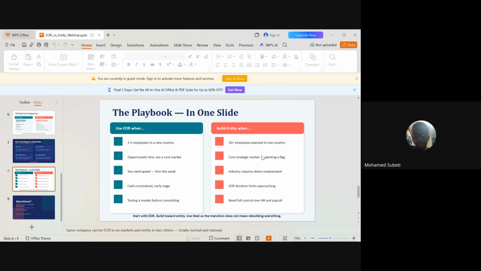How many people over what time frame, strategic market or opportunistic hire, any country-specific constraints. Start with the EOR when you need speed and flexibility, build toward entity when you need control, scale, and performance, and use a platform like Deel so that the transition doesn't require rebuilding your whole HR setup. That's the playbook. Now, I want to spend the rest of the time on questions, because the real value of a session like this is in the specifics.